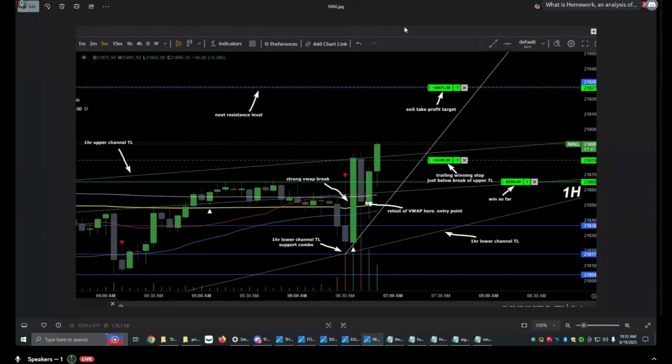What is homework? An analysis of the chart on a bigger time frame. Homework is basically every night around 7 or 8 p.m. my time, California, I like to clear out my chart from the previous trading day or 2 trading days and set brand new levels. I call it homework. I find homework is important to set me up for success the next day, going into a chart with valid support lines, trend lines, resistance lines.